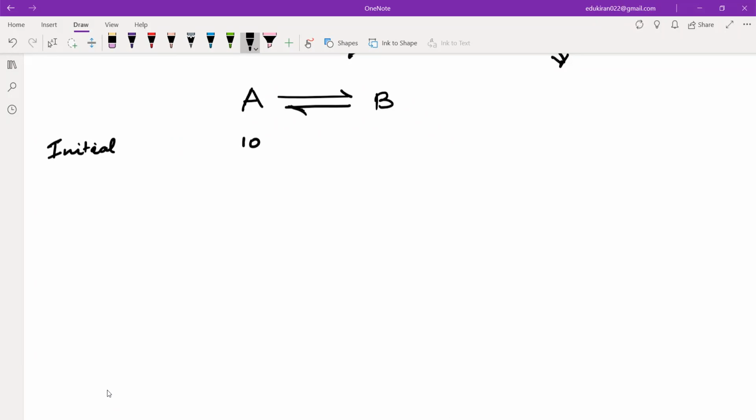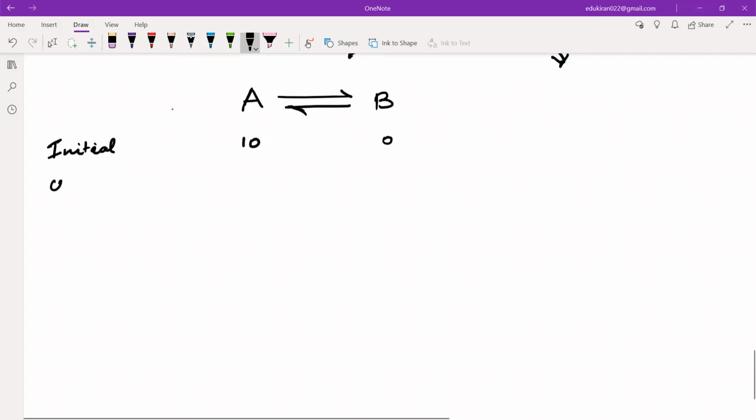Let us just take this number, 10 moles of A. So initially we have only 10 moles of A, and initially there will be 0 moles of B. Correct? Yes or no, guys? Any problem? No problem till here. Then what will happen?